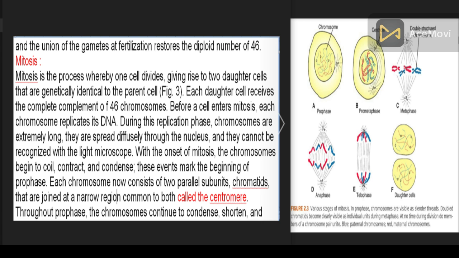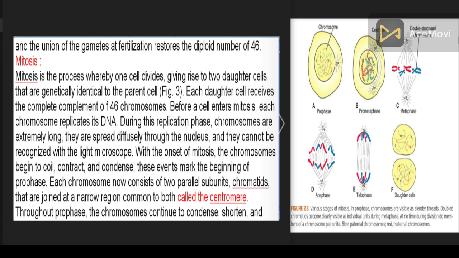Mitosis. Mitosis is the process whereby one cell divides, giving rise to 2 daughter cells that are genetically identical to the parent cell, Fig. 3. Each daughter cell receives the complete complement of 46 chromosomes. Before a cell enters mitosis, each chromosome replicates its DNA. During this replication phase, chromosomes are extremely long, they are spread diffusely through the nucleus, and they cannot be recognized with the light microscope. With the onset of mitosis, the chromosomes begin to coil, contract, and condense.